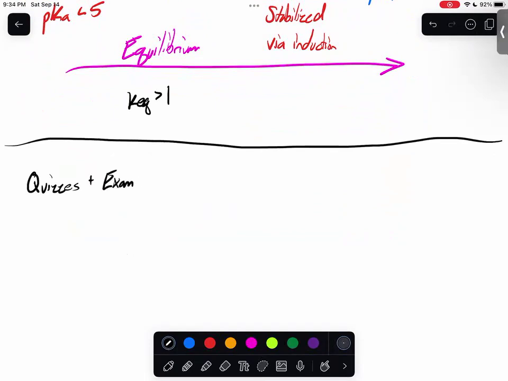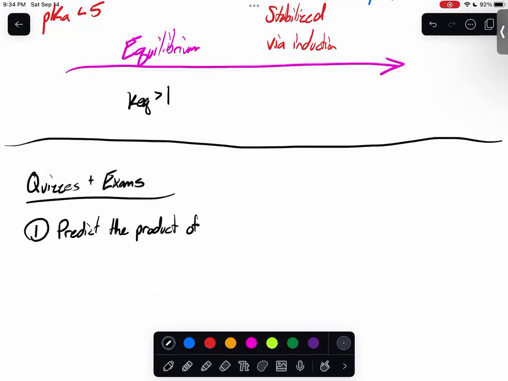On quizzes and exams, you will be given a 3-part question, right? The first part of the question is to predict the product of an acid-base reaction. Sorry, I shouldn't write it as RXN. Should write it as the full name, reaction. So this is essentially saying you're going to be given some reactants. You're going to have to tell me what the product is.